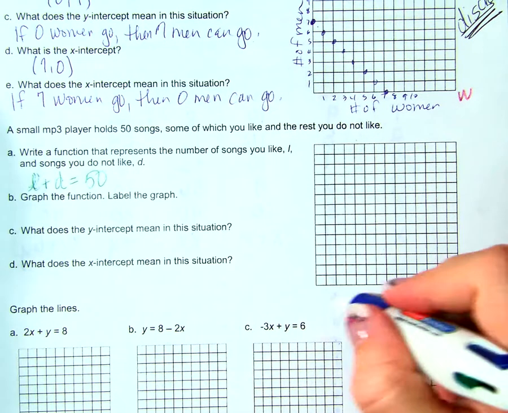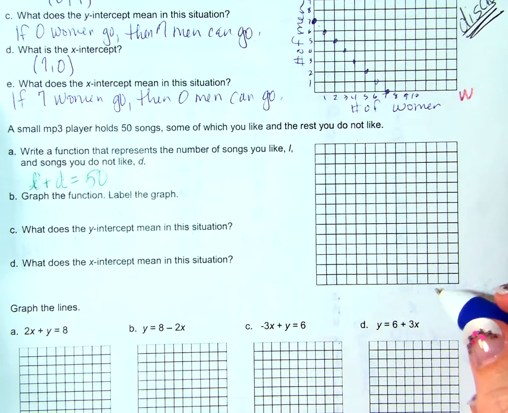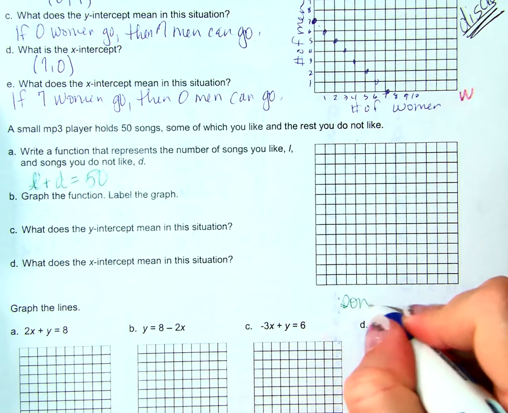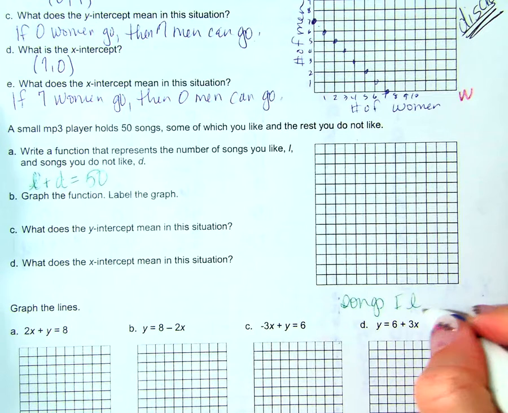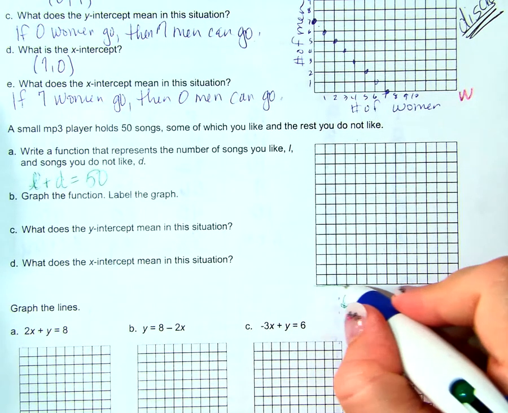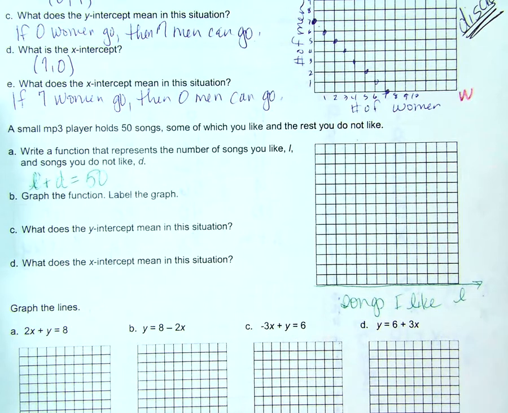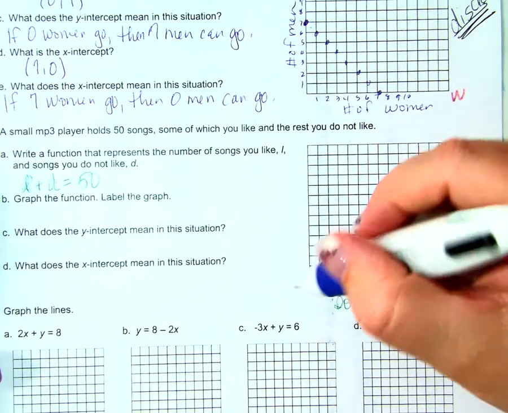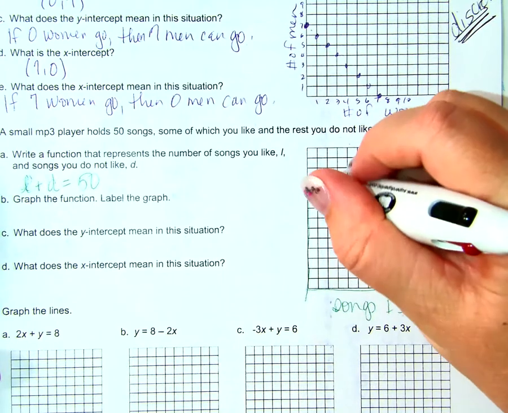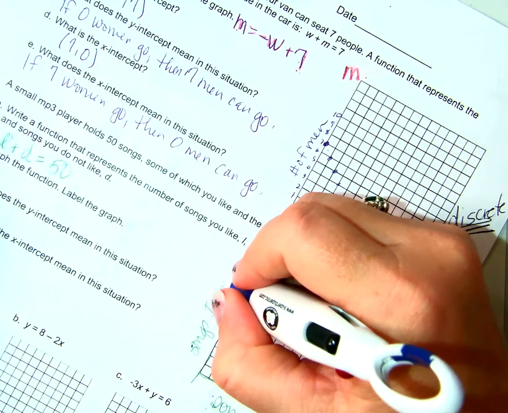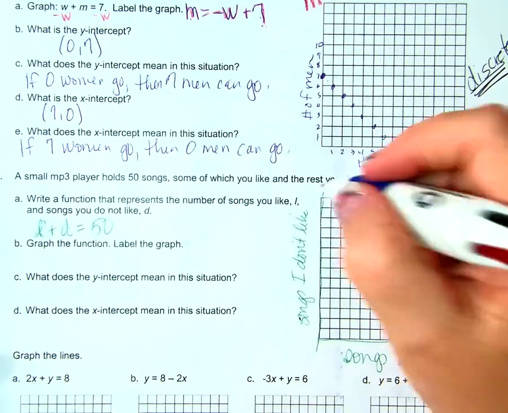So what do you want on this axis right here? Songs I like? Is that what you said? Songs I like. If I'm calling it songs I like, what axis has it just become? The L axis, right? The traditional x-axis has now become the L axis. So what's going to go here? Songs I don't like. Which now becomes which axis? D.